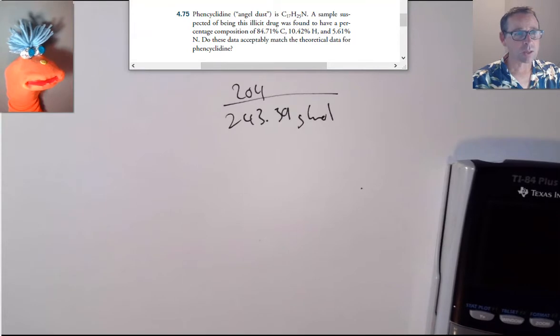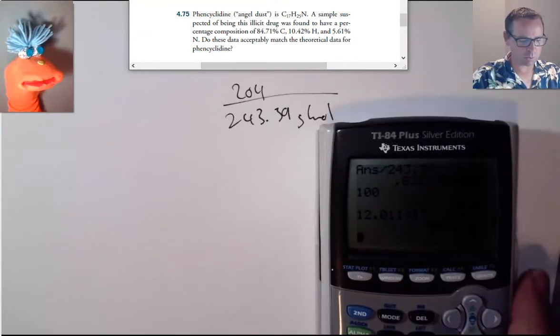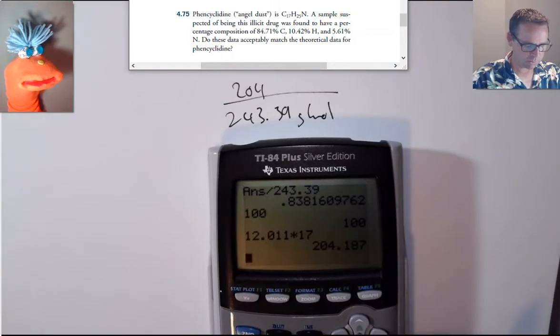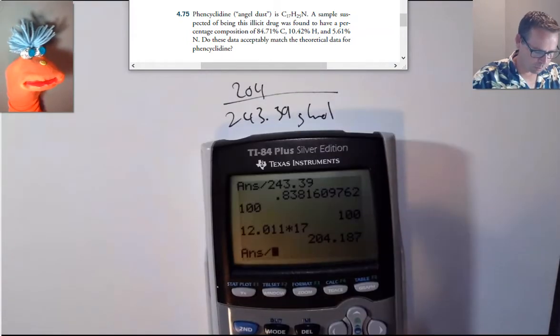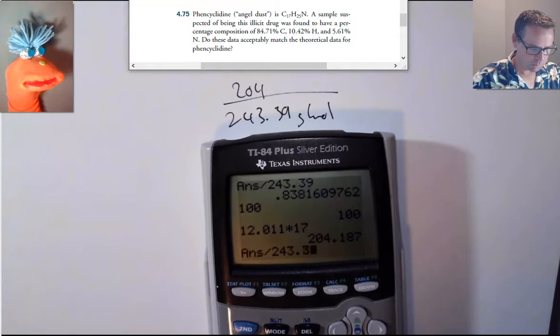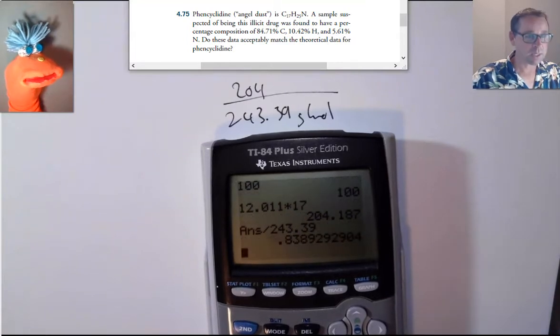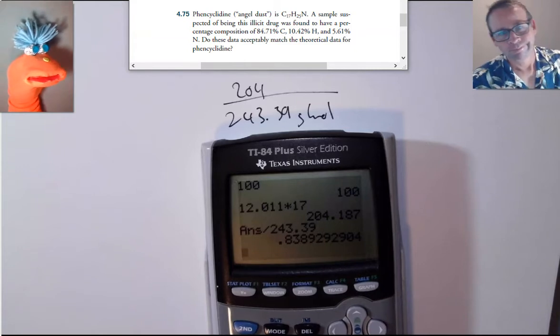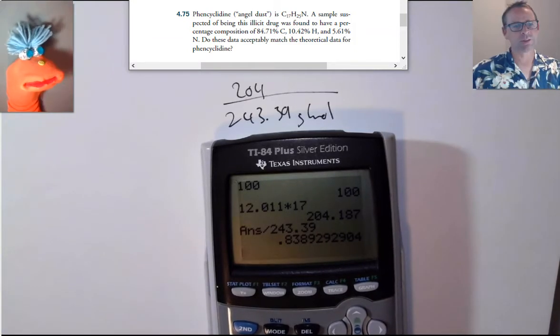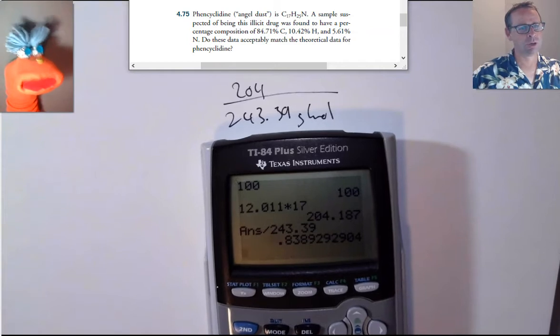12.011 times our 17 this time. And that gives me 204.187. Now if I divide that by my 243.39, that time I get 83.89, and that's 84.71. So there's a slight discrepancy. Well, let's try the hydrogen.